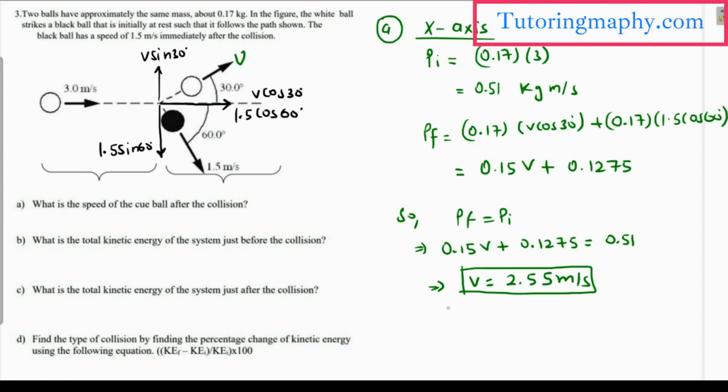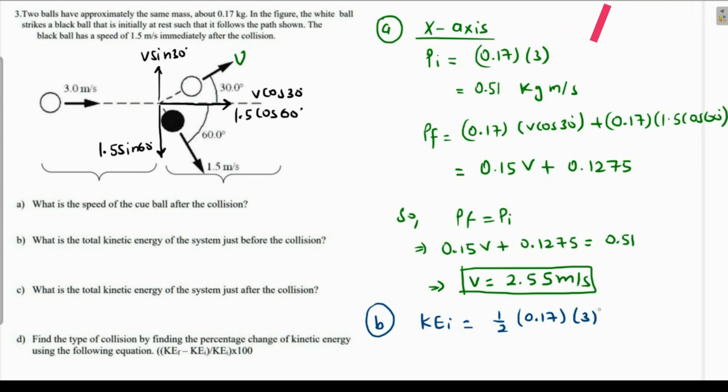Now they are talking about what is the kinetic energy just before the collision and just after the collision. So that's something which we can easily find now. Just before the collision, the initial kinetic energy is only because of the cue ball. So that's half, mass is 0.17, and v is 3 because initially it was moving with 3 meters per second. So the initial kinetic energy comes out as 0.17 times 9 over 2, which is 0.765 joules.